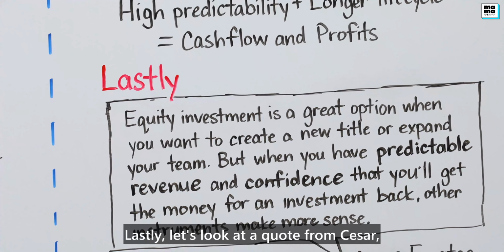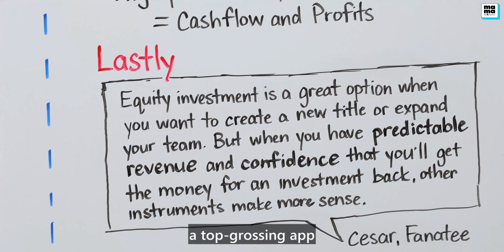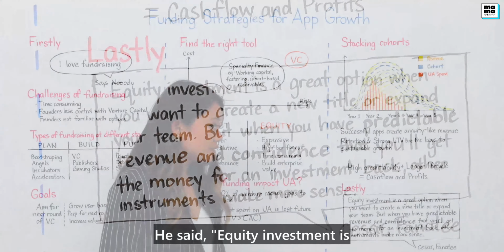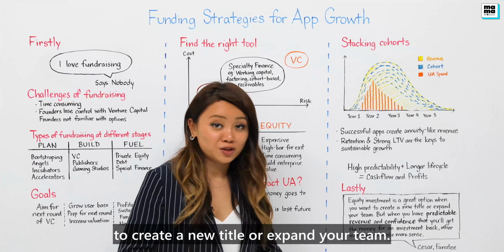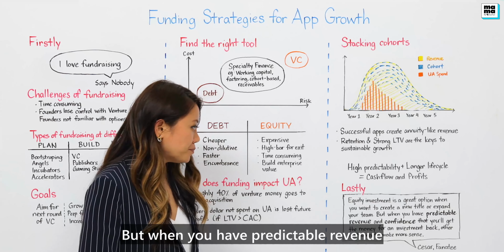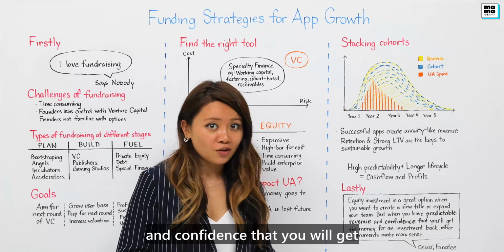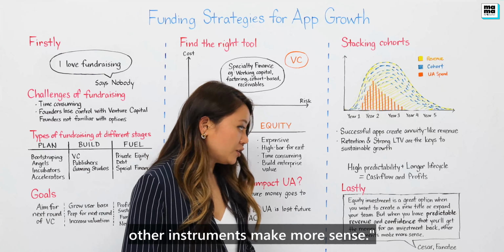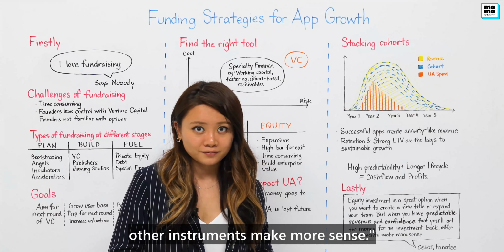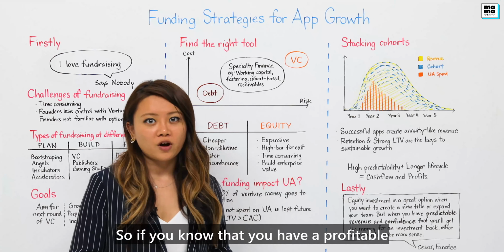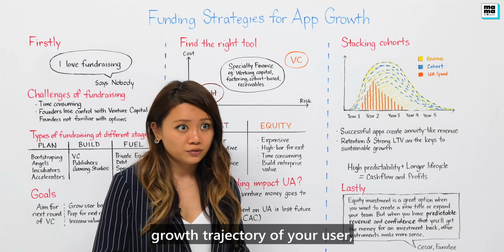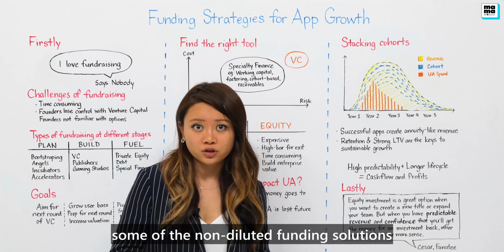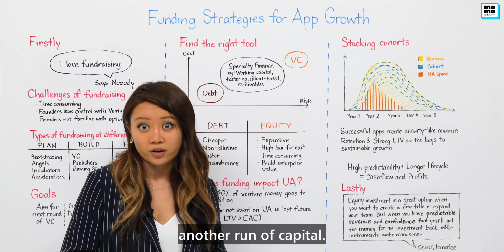Lastly, let's look at a quote from Caesar, co-founder of Fanity, a top-grossing app and a client of Braavo's. He said, equity investment is a great option when you want to create a new title or expand your team. But when you have predictable revenue and confidence that you will get the money from investment back, other instruments make more sense. So if you know that you have a profitable growth trajectory of your users, it may make more sense to explore some of the non-dilutive funding solutions before you go out and raise another round of capital.